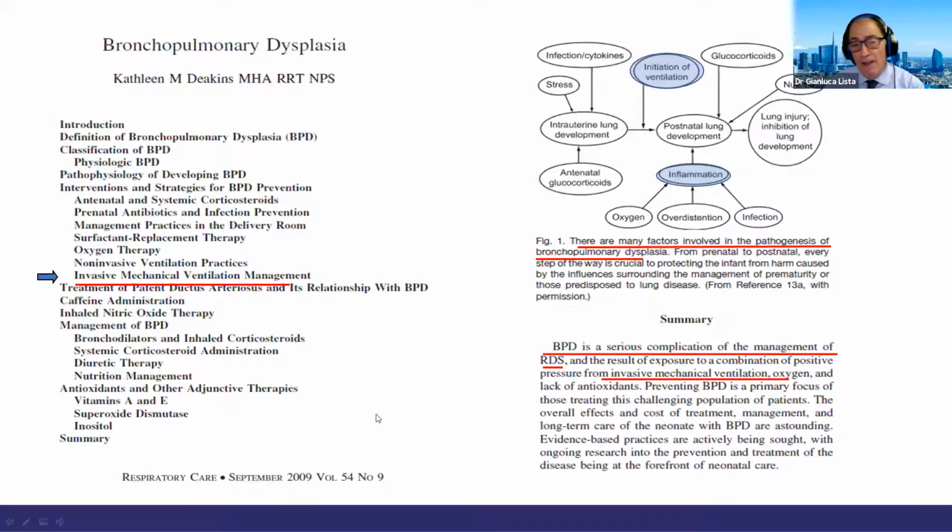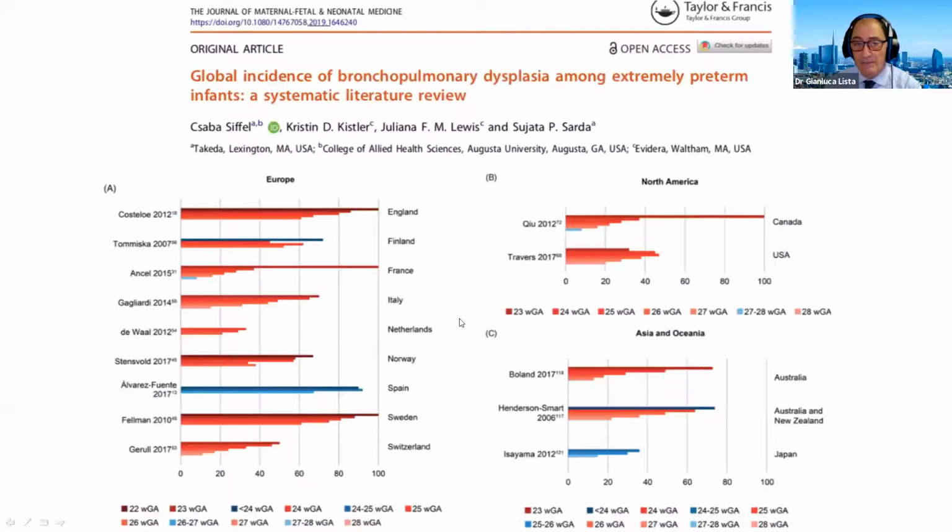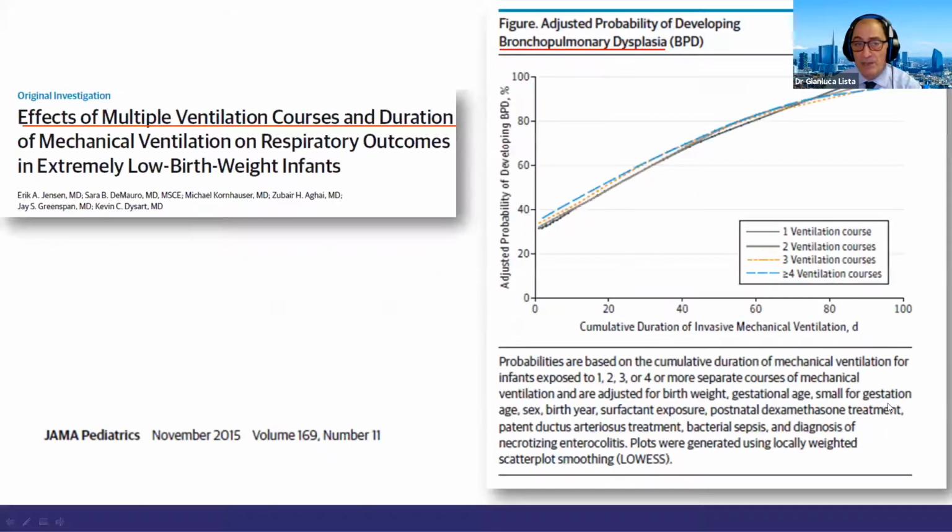BPD is a multifactorial disease, and both prenatal and postnatal factors are involved. For the postnatal factors, mechanical ventilation is a very important predisposing factor to BPD. BPD still remains very frequent all over the world, in Europe, North America, Asia, Oceania, especially for very tiny babies, for babies with a low gestational age, less than 25 weeks.